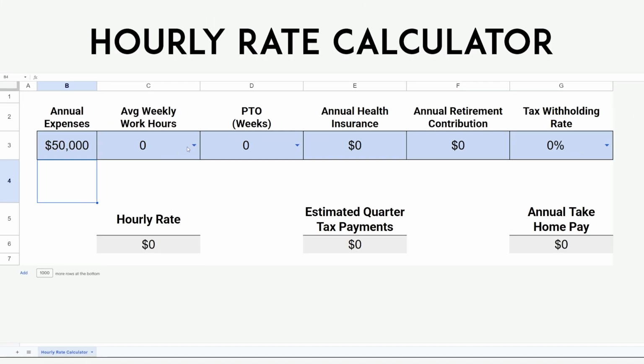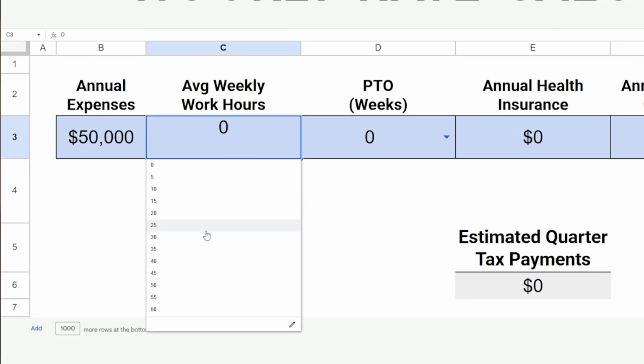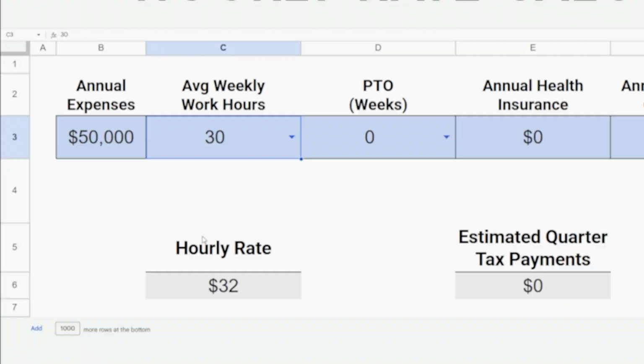A common guideline a lot of freelancers like to follow suggests aiming for a billable rate of 75% or more of your total working hours. So if you want to work 40 hours a week, aim for at least 30 billable hours. Let's add that into the sheet here.